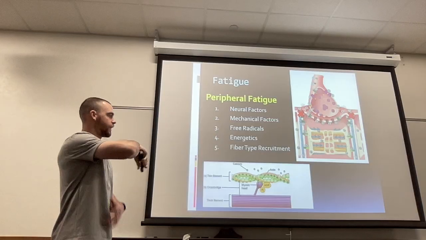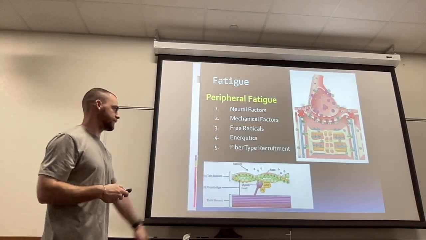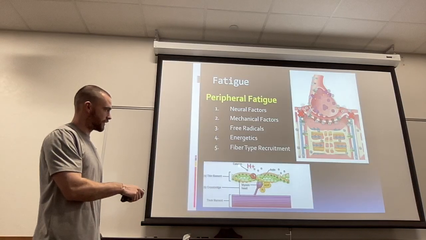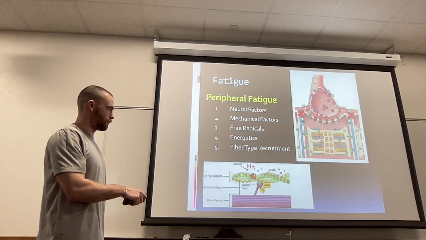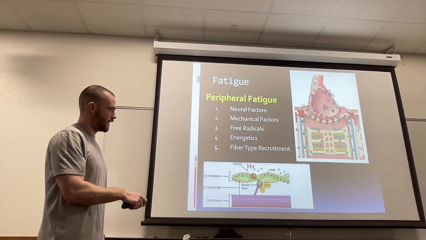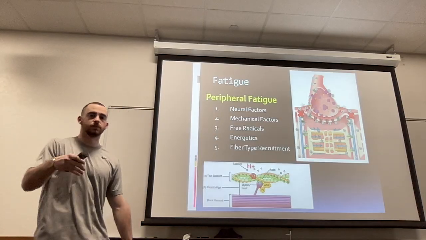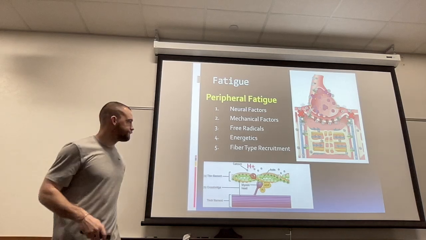Next one, mechanical factors. Once again, has to do with cross-bridging. This is just closer on the actin and myosin. When you get high levels of hydrogen, that H+, it prevents calcium from binding onto this troponin, and the troponin can't pull off the tropomyosin, and the myosin head can't bind onto the actin. If you can't do that, you can't cross-bridge, you can't contract, you can't perform.